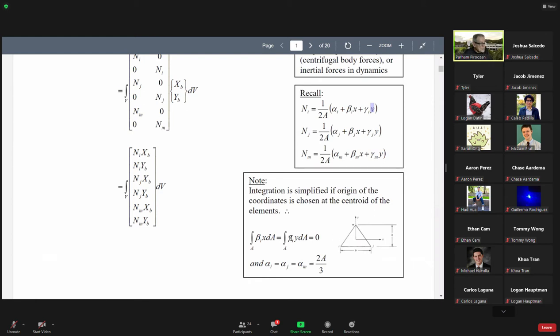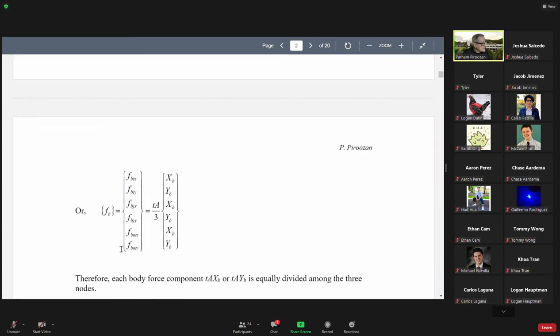If we do this, then these integrals, for example, beta ix, you see this one, we have to integrate this here. So this one, beta ix here, would be 0. This is the definition for the centroid. So it makes this one 0. The same for this, for example, gamma iy. We have gamma iy here. This would be 0. So this makes this integration much easier if we put this coordinate system at the centroid of the element. Then we can get rid of these terms.